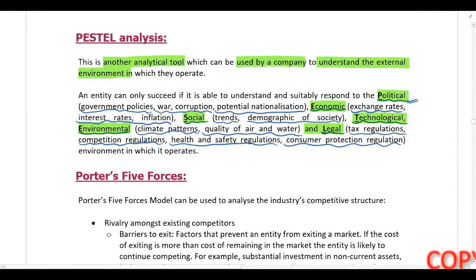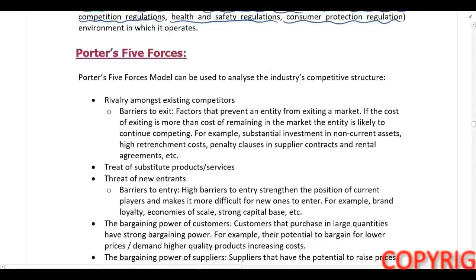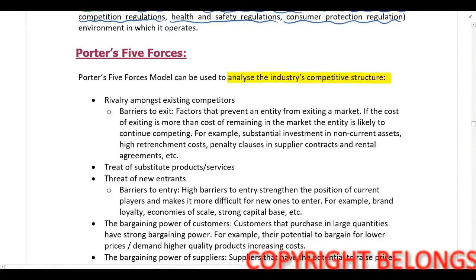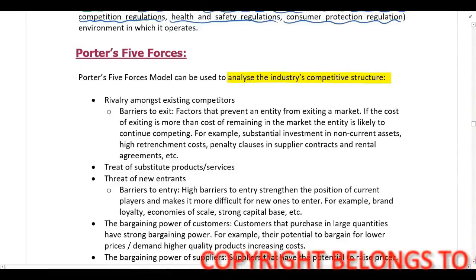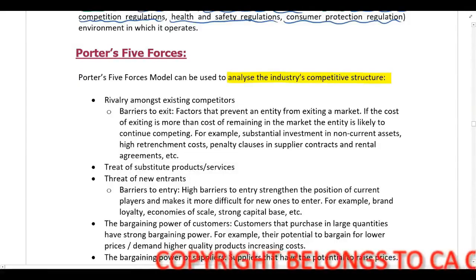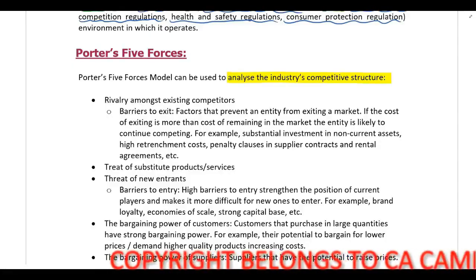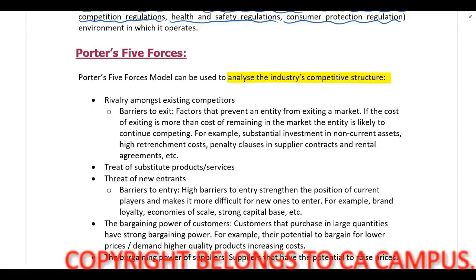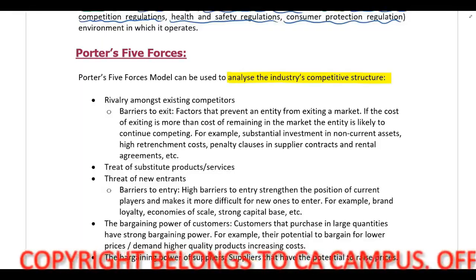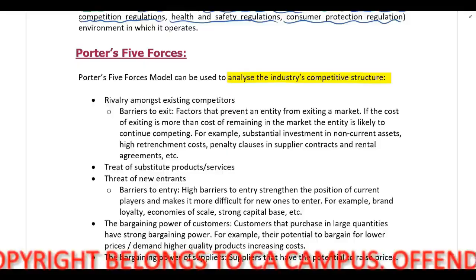Then the last analytical tool that we need to look at is Porter's 5 forces. Porter's 5 forces is used to analyze the industry's competitive structure. So if we are trying to analyze the competition within our industry, we can use this model in order to do that. And this is made up of 5 different areas.